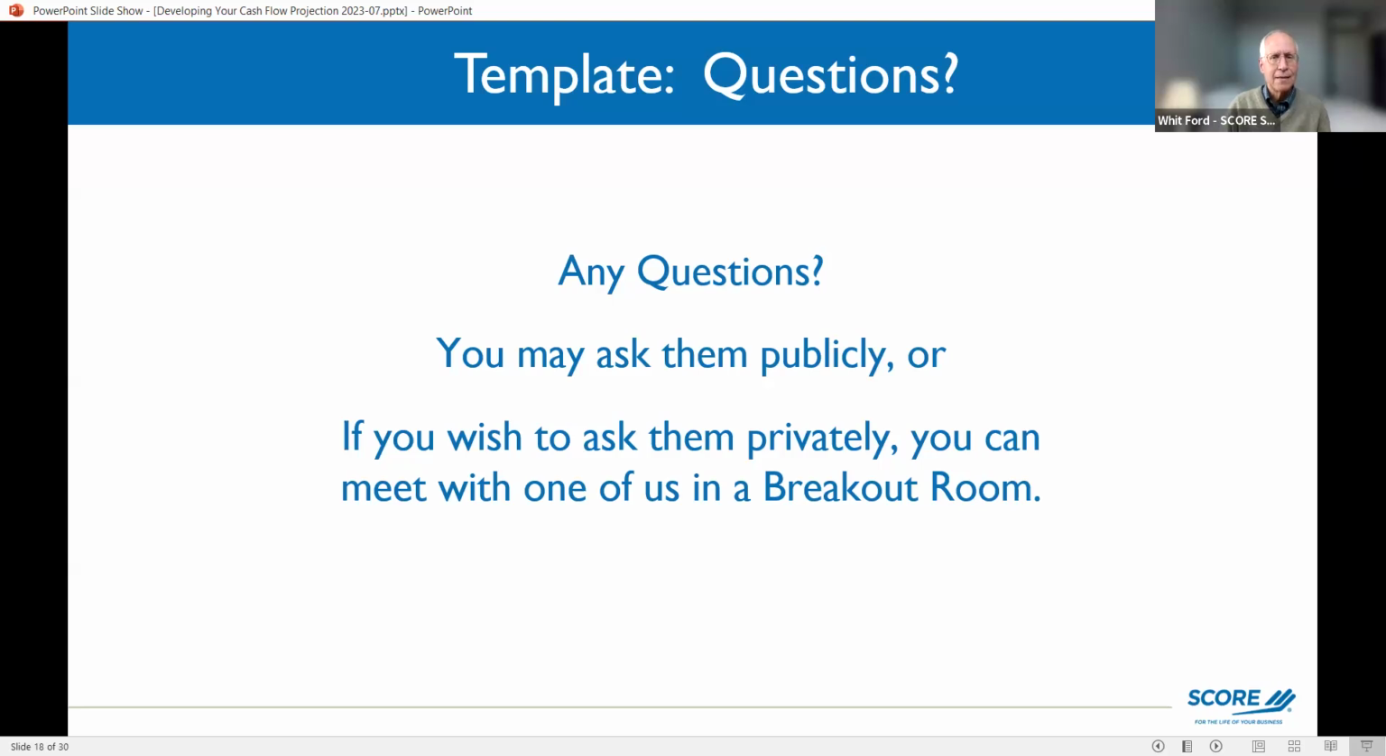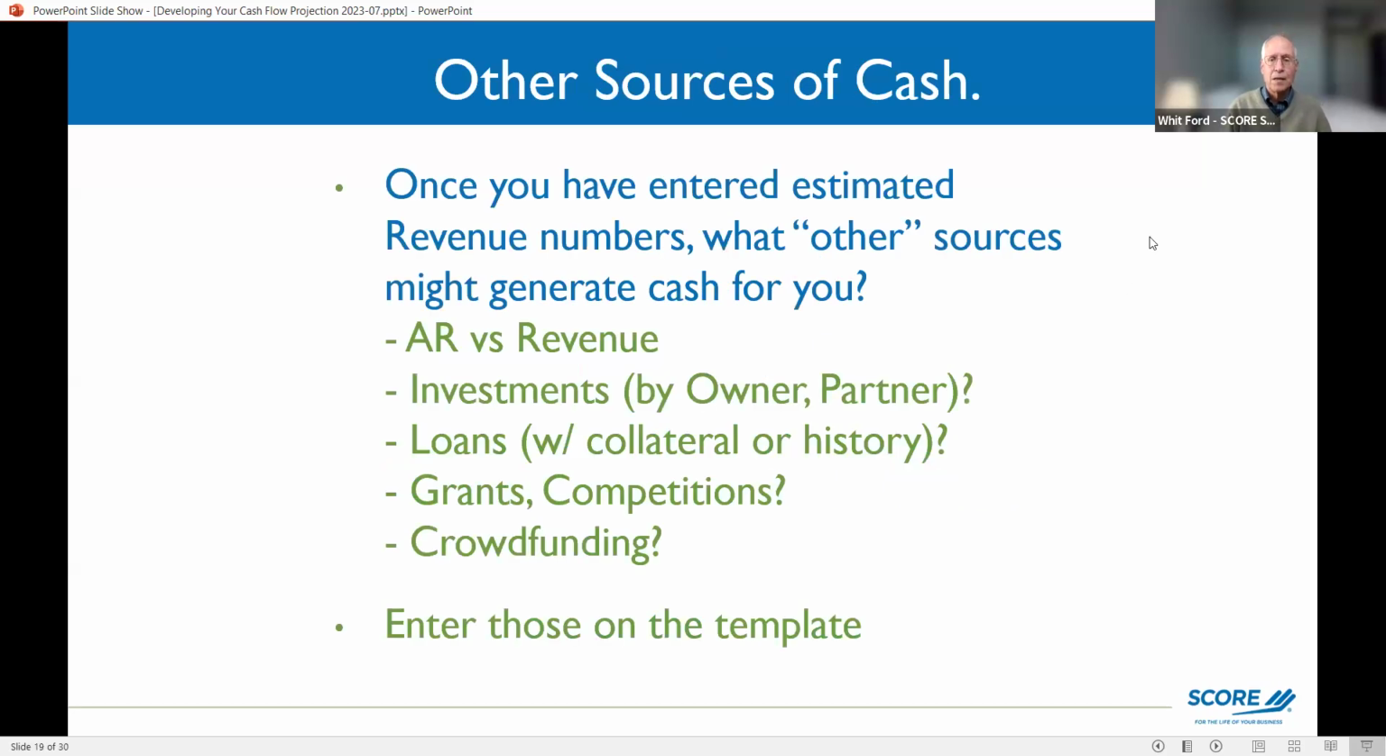It's just a template, and so you're welcome to tweak it. And there are many other cash flow templates out there in the world. This is just one that I use fairly frequently here in SCORE.